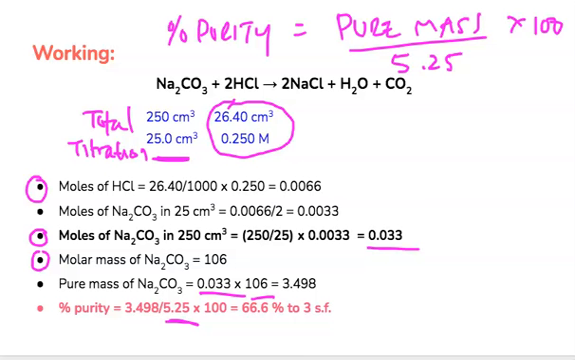Other than that though, I think we're ready to go ahead and get our final answer. So the percentage purity is 3.498 divided by 5.25 times 100, which gives me 66.6%, and that's to three significant figures. Okay, and there's our final answer.